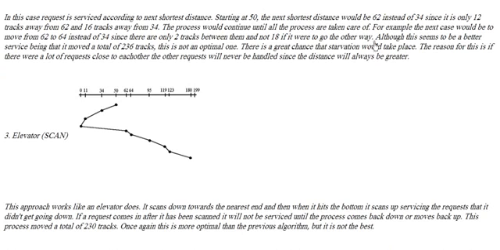All of this seems to be better, but the service moved a total of 236 tracks. This is not an optimal solution, so there's a great chance that starvation will take place. The reason is that if there were a lot of requests close to each other, the other requests will never be handled, since the distance will always be greater.